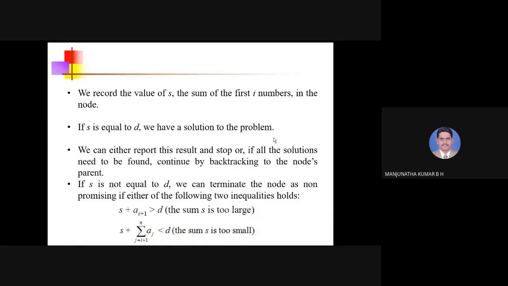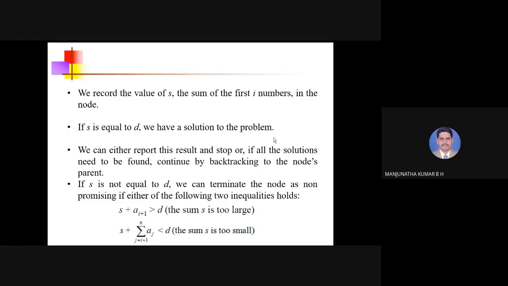It's clear. Current sum is s. If I add the next number to the current sum and the total exceeds the d value, definitely that sum s is going to be too large. It is not equal to d. So this is called a non-promising path. It is not a promising path.